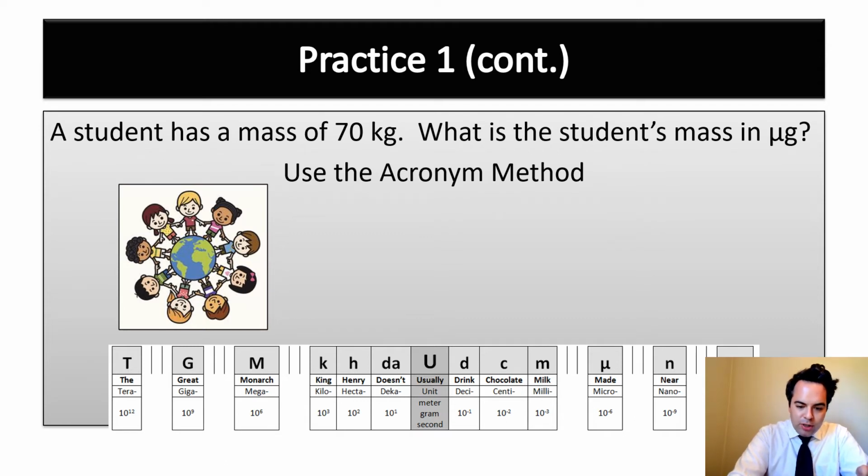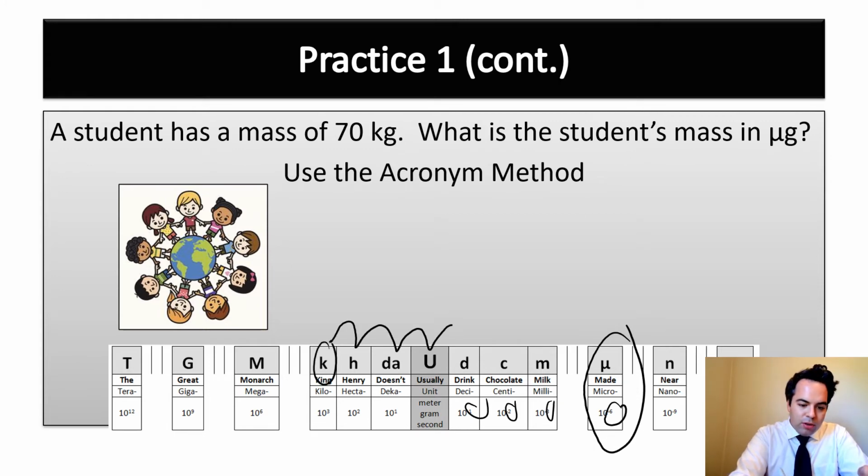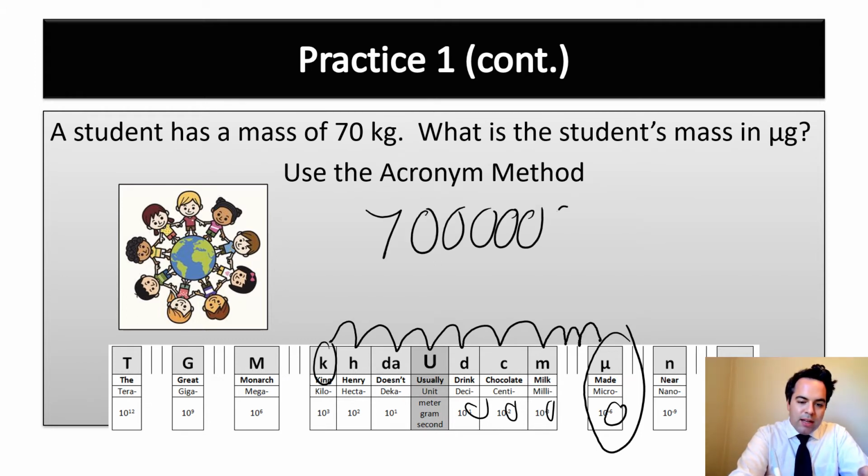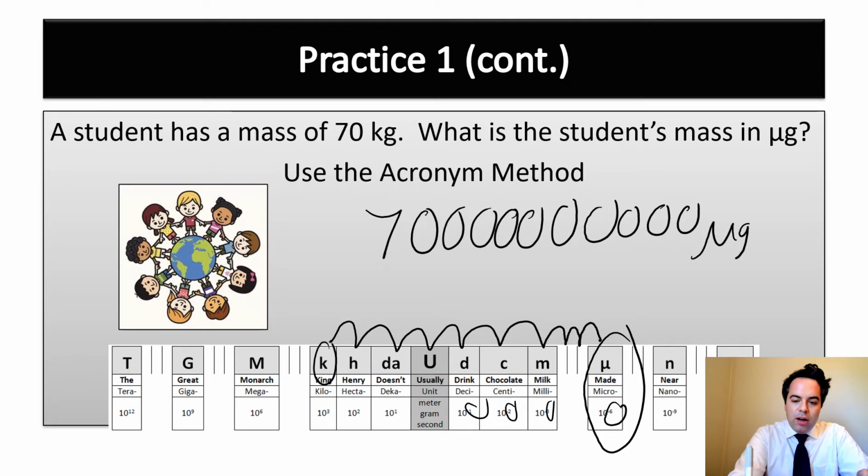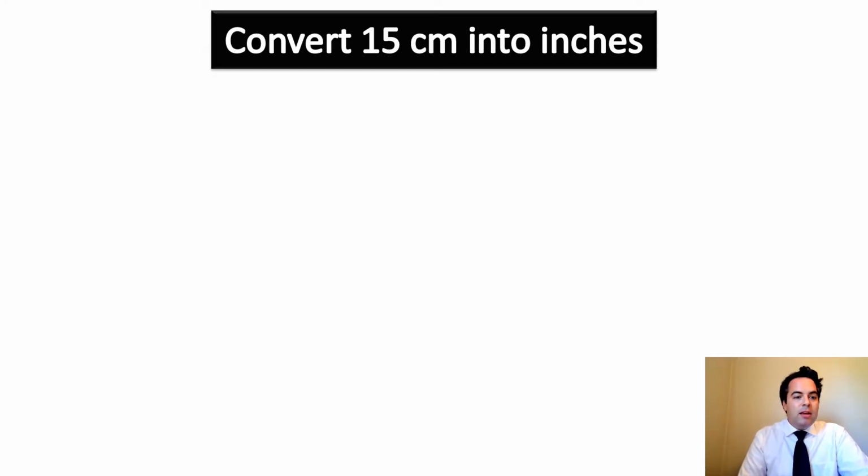So here's micro, and I don't know if you can see that, but it says 10 to the negative 1, negative 2, negative 3, and then it jumps to negative 6. So that's why those two lines are there. So here's kilo. We want to go 1, 2, 3, 4, 5, 6, 7, 8, 9. So that's 7 with 10 zeros. 1, 2, 3, 4, 5, 6, 7, 8, 9, 10 micrograms. But who would ever measure the mass of a student like that in micrograms?